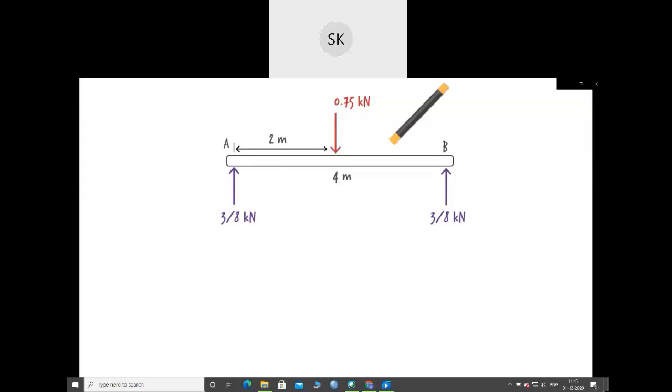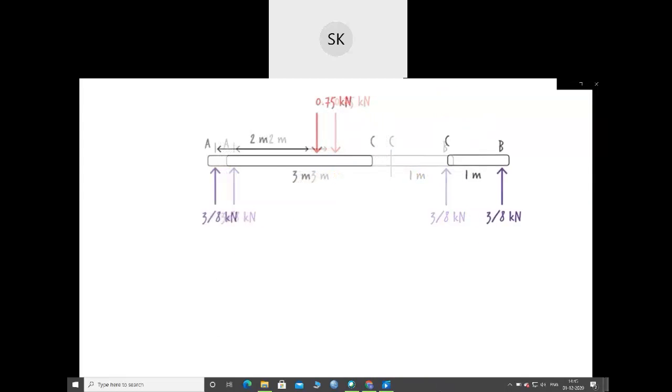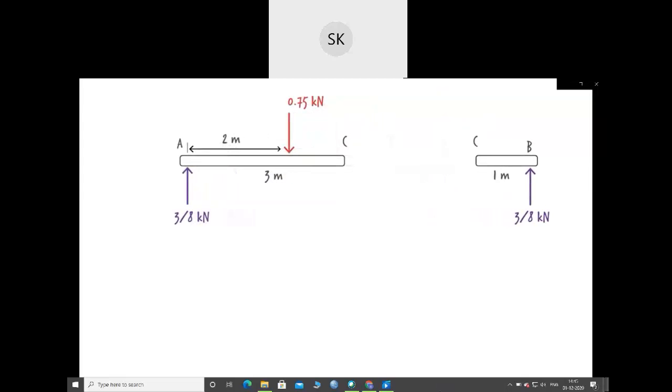To do so, we cut the beam at C, separating it into a left segment and a right segment. This exposes the internal bending moment at C. The moment appears in both segments. The one for the right segment is drawn in the clockwise direction, and the one for the left segment is shown in the counterclockwise direction.